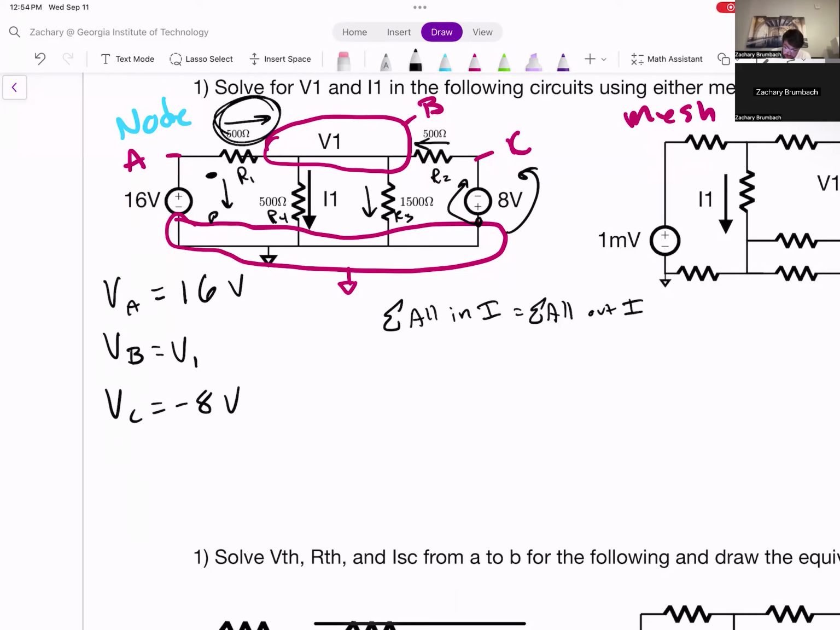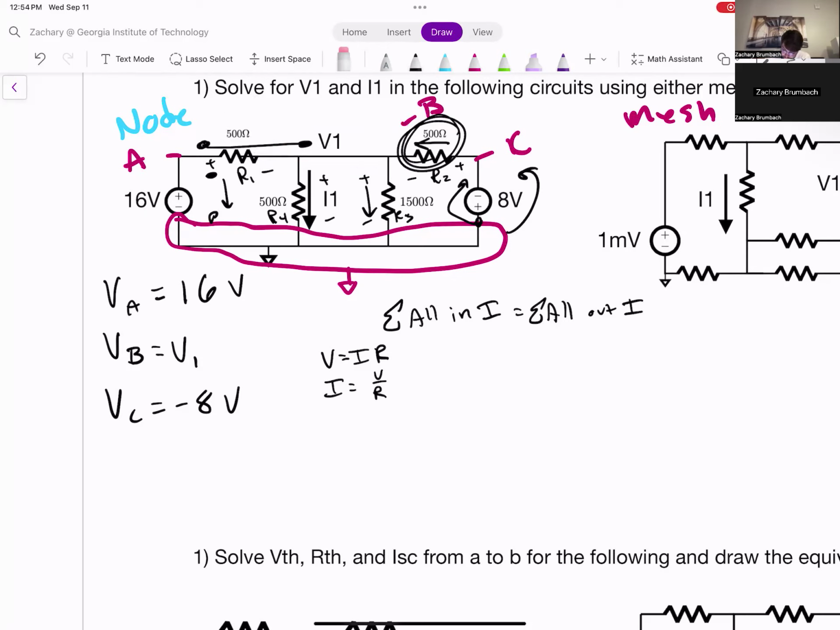So we have this current coming in plus this current coming in on one side. And if V equals IR, then we also have I equals V over R, which is how we're going to write our currents for node analysis. So we're looking for the voltage across that resistor divided by its resistance. So the voltage from here to here, plus and minus, and we'll call this one plus and minus as well.